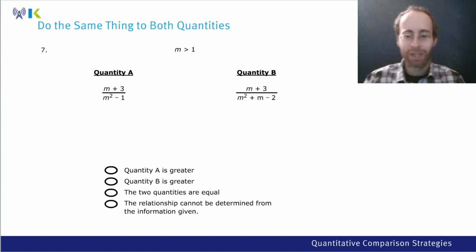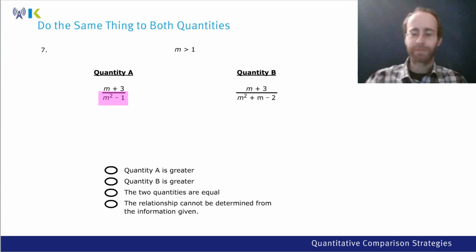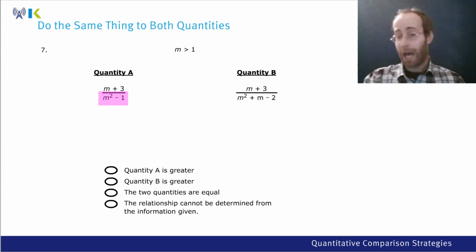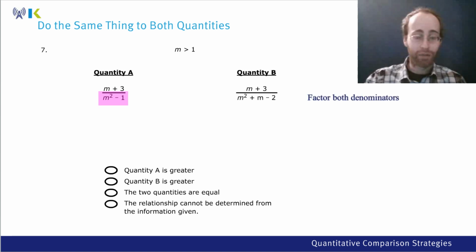So here, in the bottom of quantity A, we have an m squared minus 1. This ends up being, actually, a difference of squares like we saw before. So my mathematicians, please step forward and let me know in the chat, what is the factored form of m squared minus 1? This will be m plus 1 times m minus 1. And so we can go ahead and make that replacement.